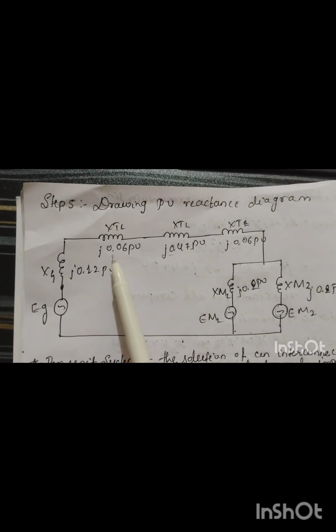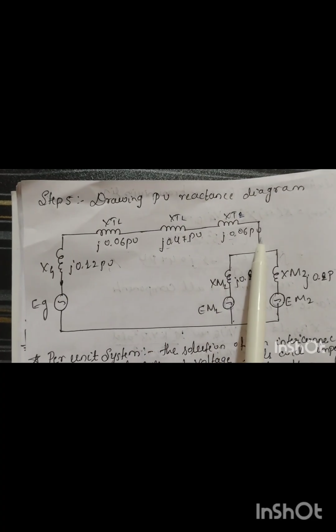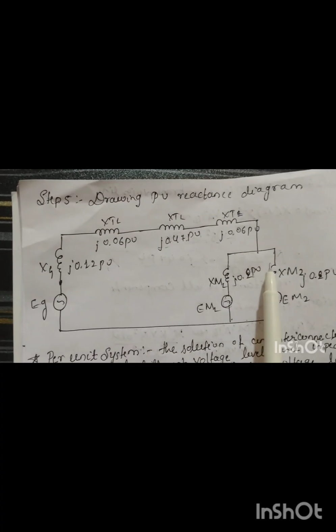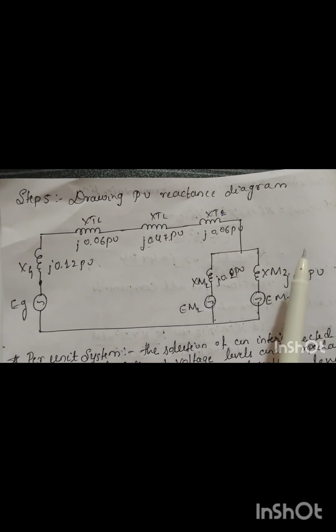Okay, and whatever per unit values we have got now, we need to write. For transformer 1 and transformer 2 the same, that is 0.06 per unit, 0.06 per unit. For the transmission line we got 0.47 per unit, for the generator we got 0.12, and for the motor we got 0.2 per unit.